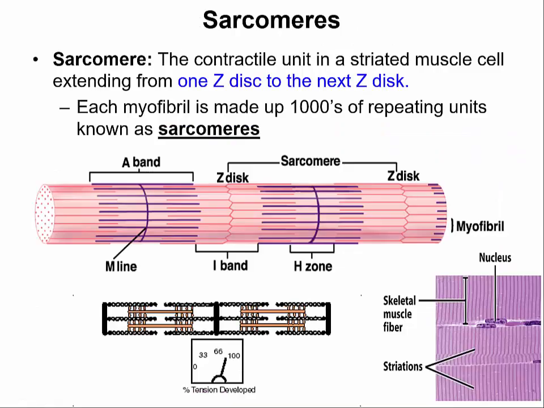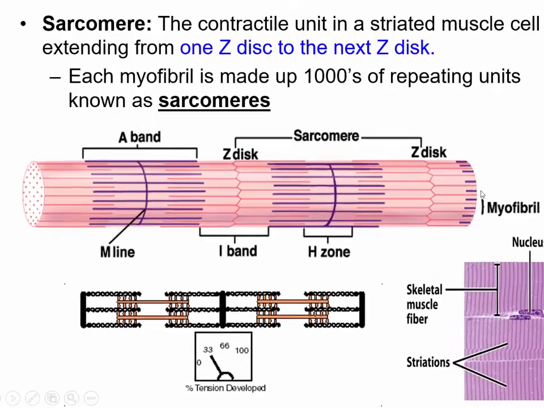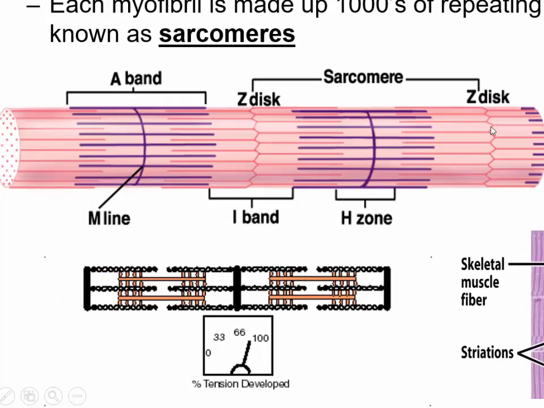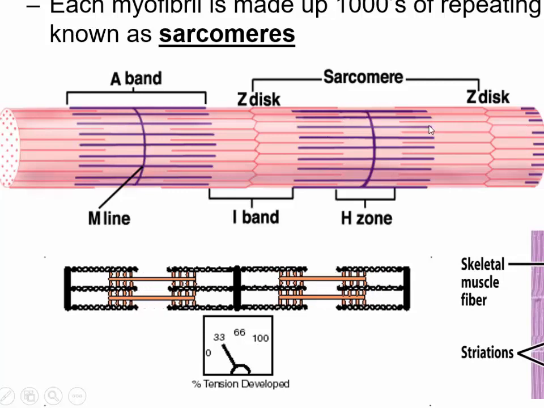A sarcomere is the contractile unit in a striated muscle. It extends from Z disc to the next Z disc. So shown here is a Z disc. To the next Z disc is one sarcomere. And these are the thin filaments that we talked about on each side of that Z disc, coming off the Z disc. The thick filament is in through here.